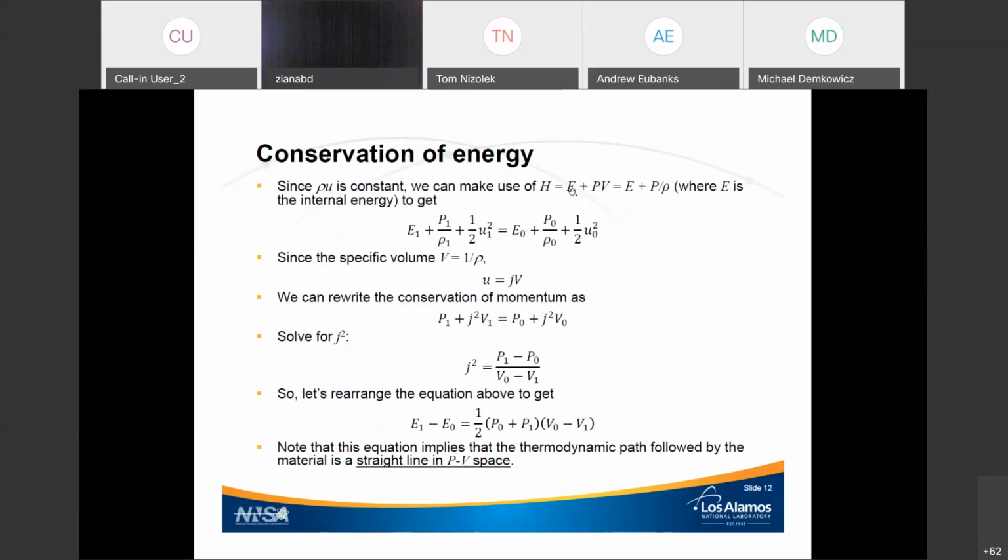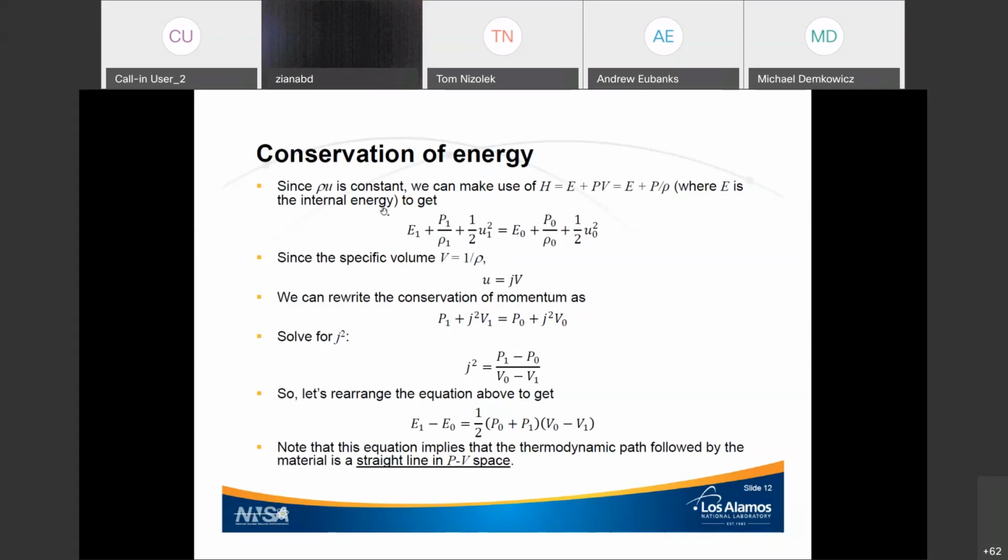If we remember what enthalpy is, it's E plus PV, it's E plus P over rho. Then that equation becomes this right here. Given the fact that V is 1 over rho, this should be J over rho, U is going to be J times V. So since J is U times rho, divide through by V, U is J times V.